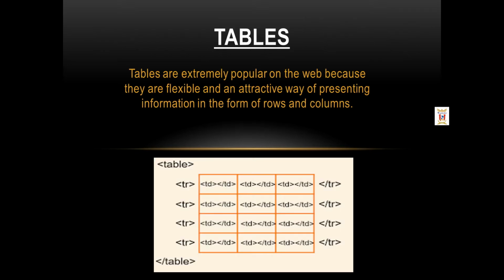Tables are extremely popular on the web because they are a flexible and attractive way of presenting information in the form of rows and columns. In HTML, the table row is represented by the tag tr and the column is represented by the tag td, as you can see in the picture. Both tr and td are included in the table tag. One more tag is the th tag, which is used to give column headings.